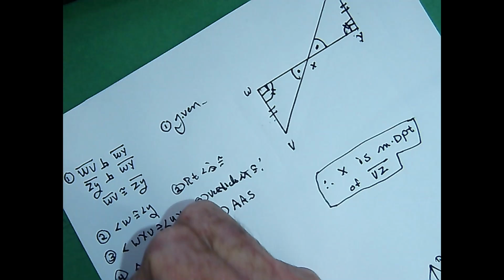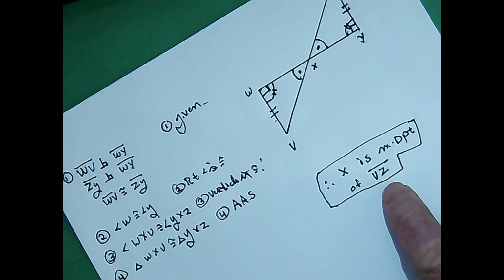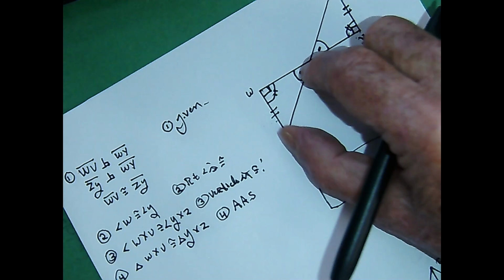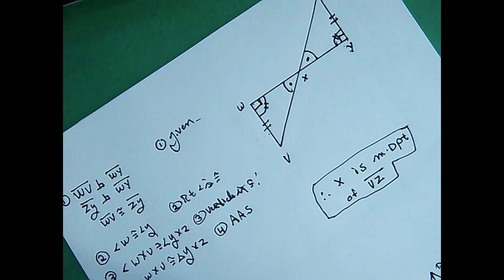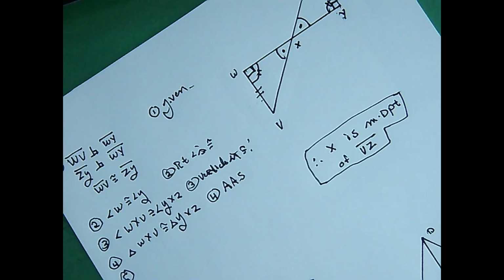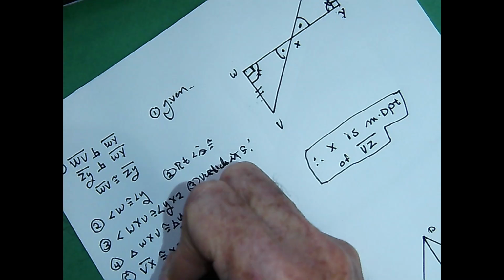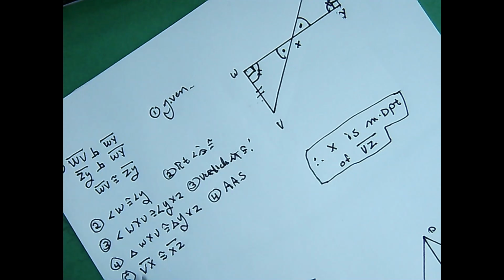What would make you think that X is the midpoint of VZ? If VX was congruent to XZ, I'd be thinking, yeah, that must be a midpoint, huh? And I think that would have to be true that VX is congruent to XZ because they're corresponding parts of these congruent triangles. Let's put that on paper. VX, you're congruent to XZ. Must be true because corresponding parts of congruent triangles are congruent.